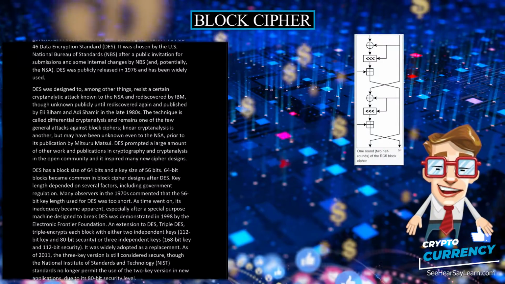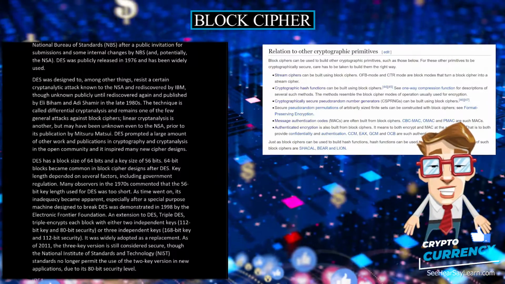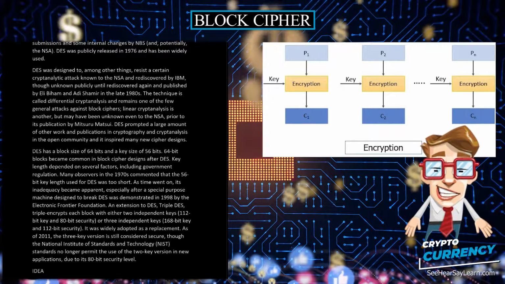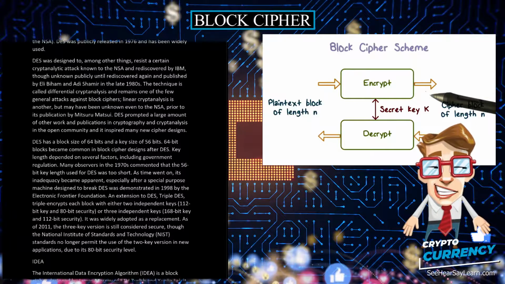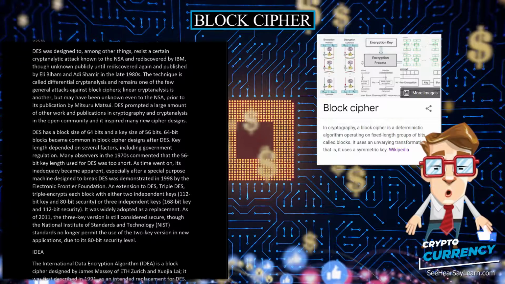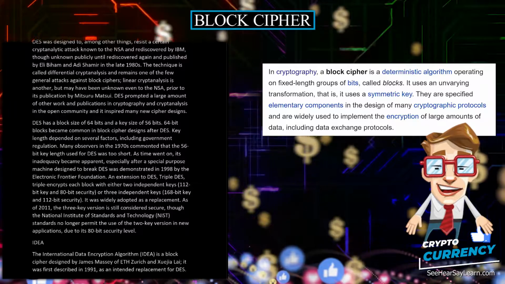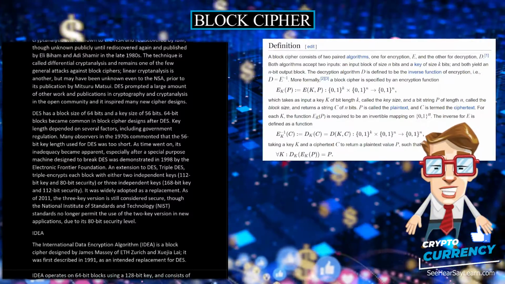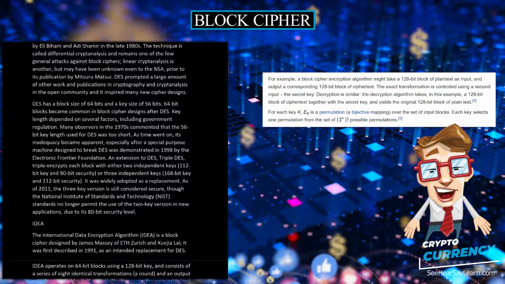An extension to DES, triple DES, triple encrypts each block with either two independent keys, 112-bit key and 80-bit security, or three independent keys, 168-bit key and 112-bit security. It was widely adopted as a replacement. As of 2011, the three-key version is still considered secure, though the National Institute of Standards and Technology, NIST, standards no longer permit the use of the two-key version in new applications, due to its 80-bit security level.